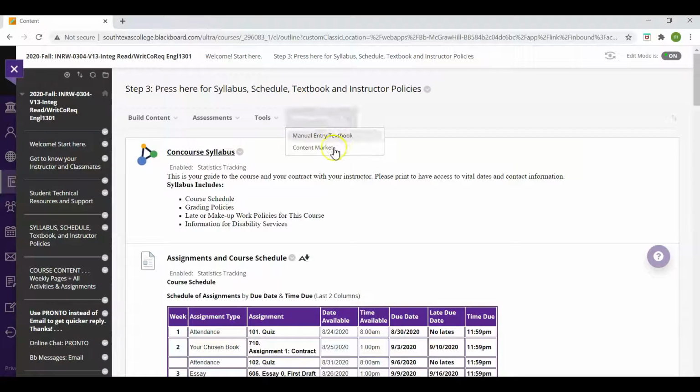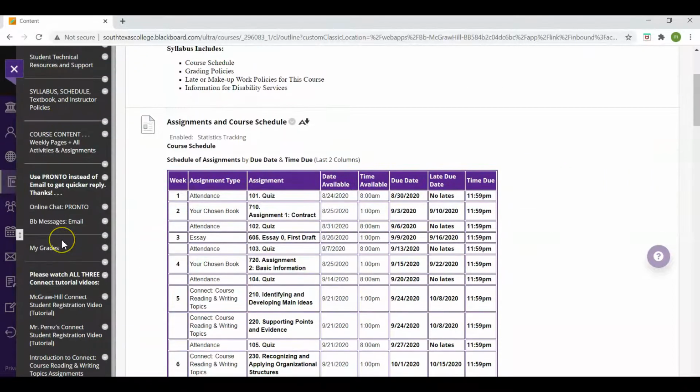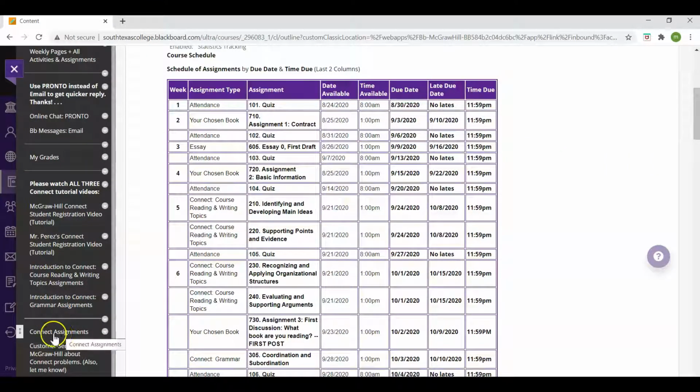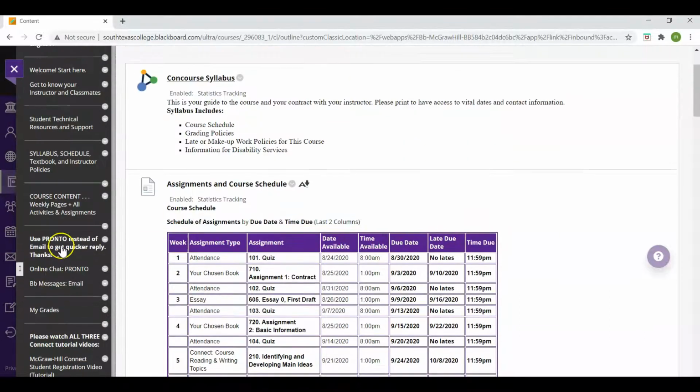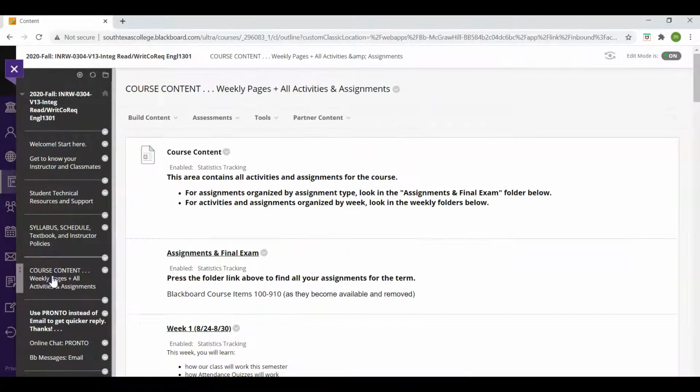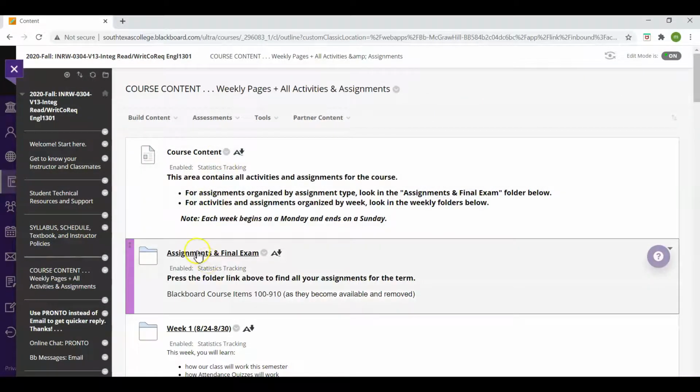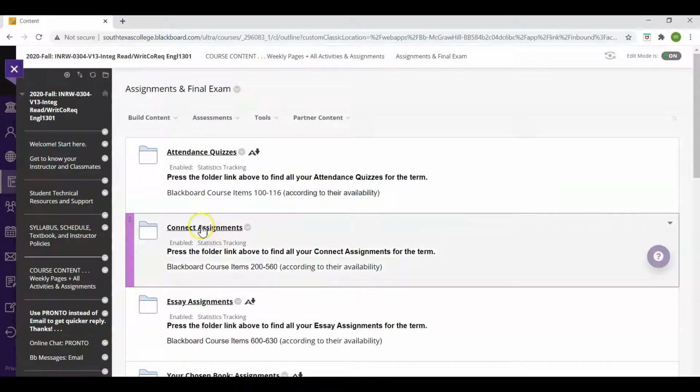I'm just going to close that. To know where to find things, a couple of ways to look for it is by clicking the Connect Assignments folder. I won't do that right now, but that would take you there. You can also follow the course content and drill down through the folder structure: you click on this and then Connect Assignments. Again, I won't click on that, but I want to access it through the weekly folder instead.